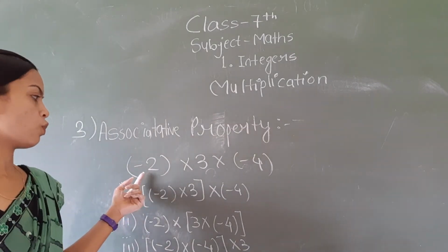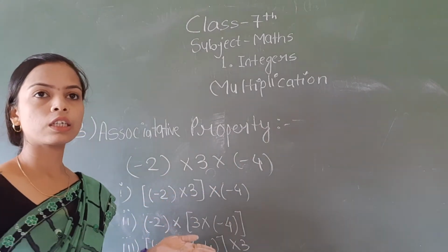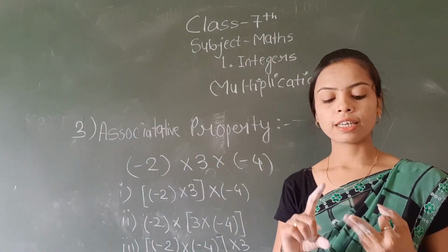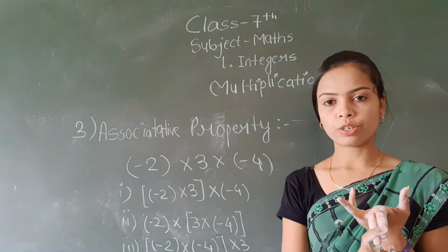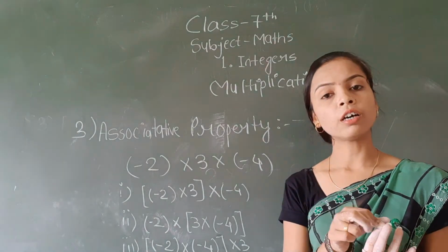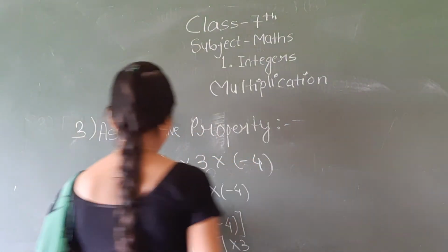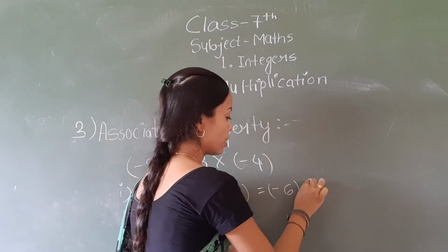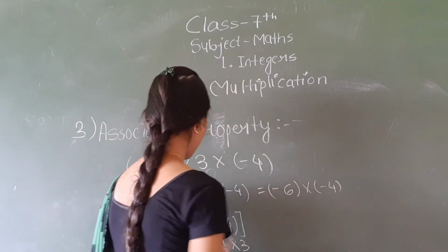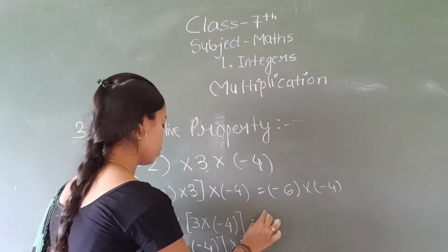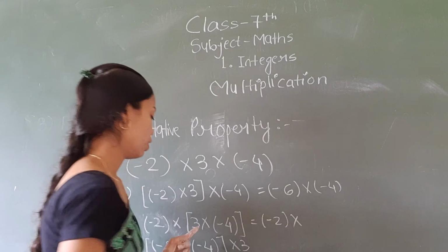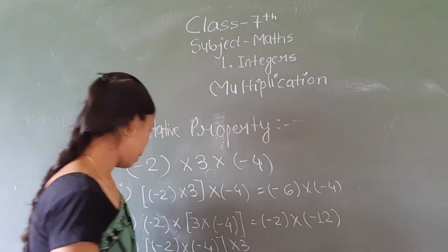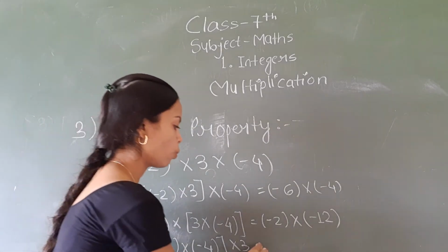Now -2 into 3 into -4. We have grouped it in three different ways. First we group the first two integers. Then in the second case we group the last two integers. And in the third case we group the first and the last. Now -2 into 3 is -6, multiplied with -4. In the second case, -2 multiplied with 3 into -4, that is -12. And in the third case, -2 into -4 is 8.